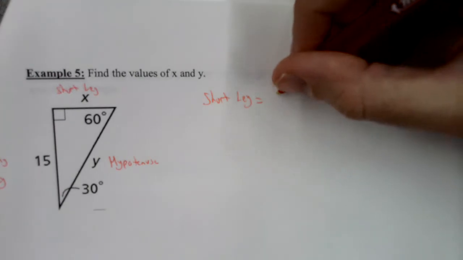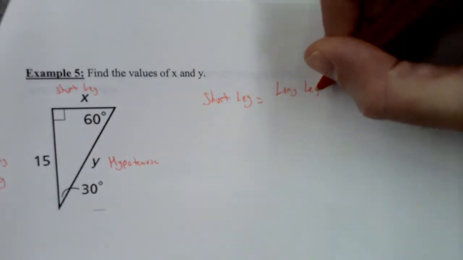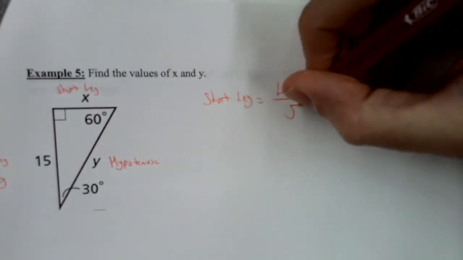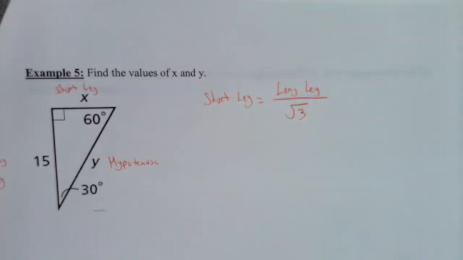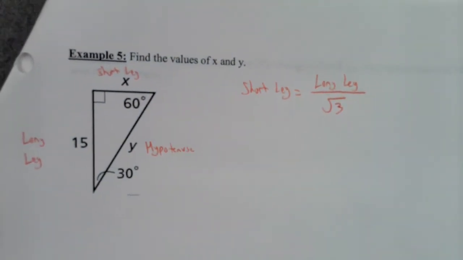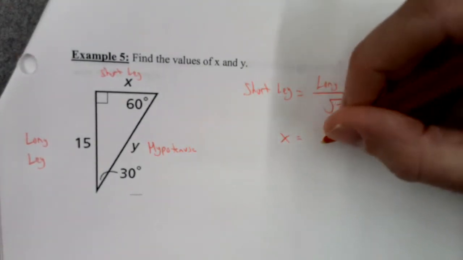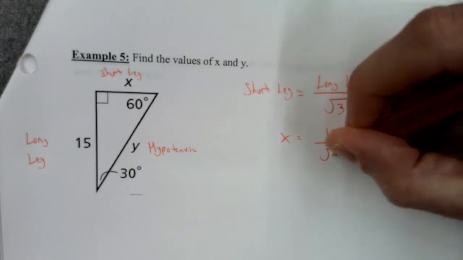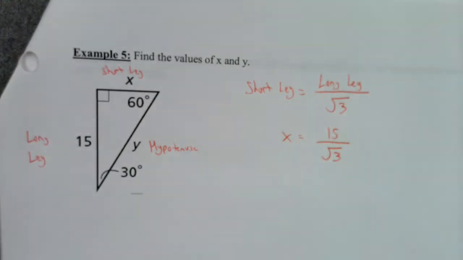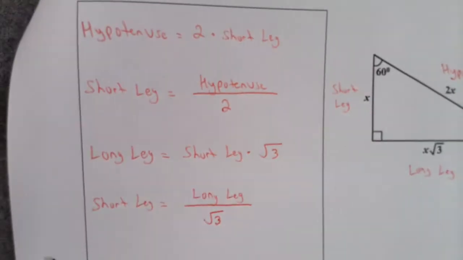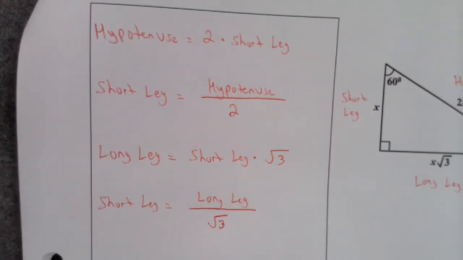Short leg equals long leg divided by square root of 3. Okay, this is one of the formulas from the page right before this. So X is going to equal 15 divided by square root of 3. So again, make sure you have these 4 formulas in the previous page memorized, okay? You have to know these 4. There's no way around it. You have to know those 4.